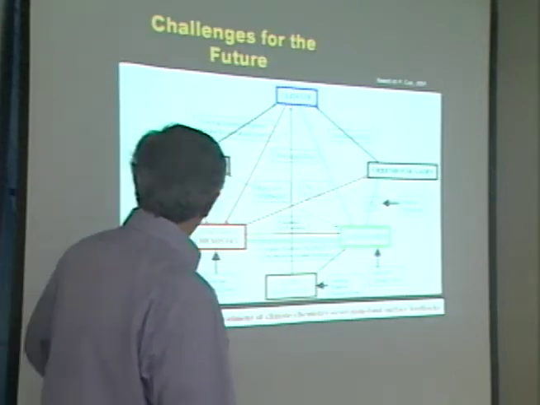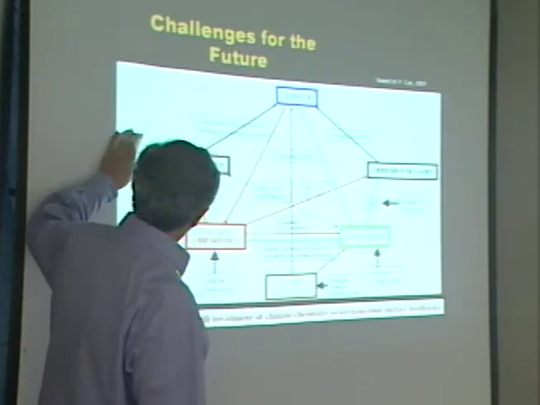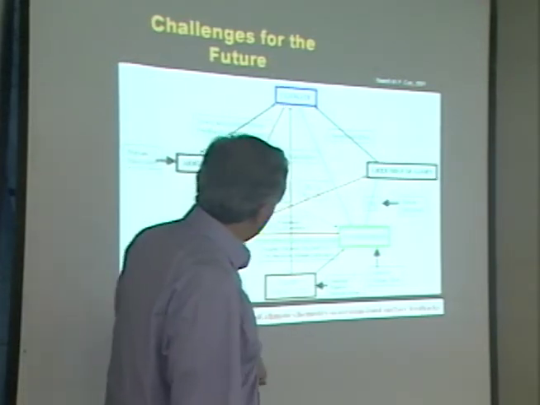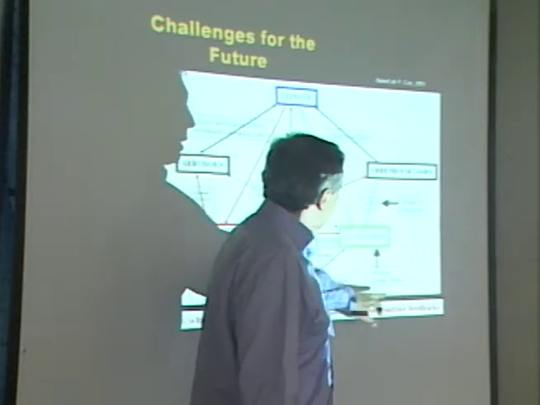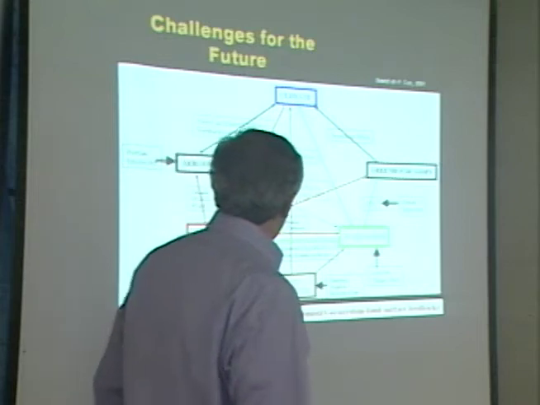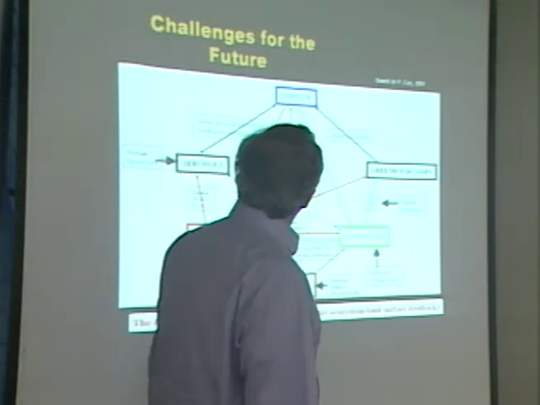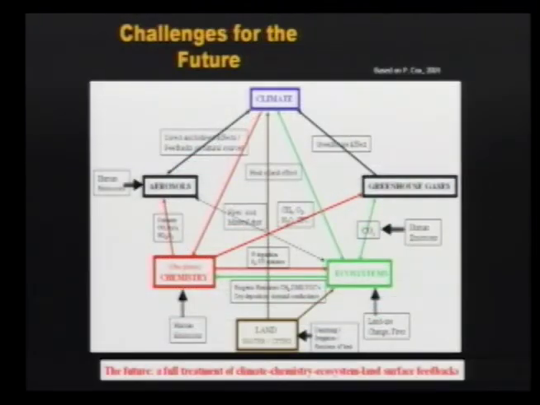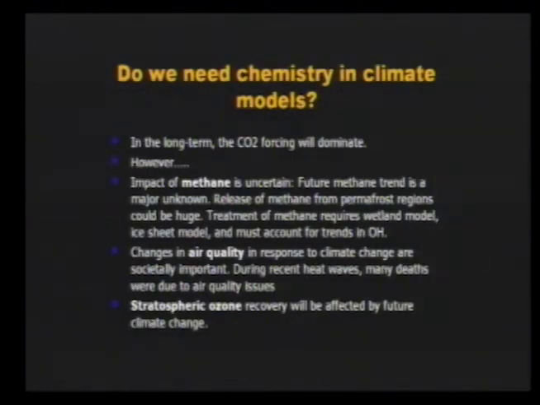And then we can look at perturbation from the human system through emissions of greenhouse gases, of reactive gases, aerosol, to land use changes, to fires, but also to things like irrigation and urbanization, which are shown here. And that means that full treatment of the climate, chemistry, ecosystem, land surface needs to be constructed to really estimate the importance of all these relations and interactions.